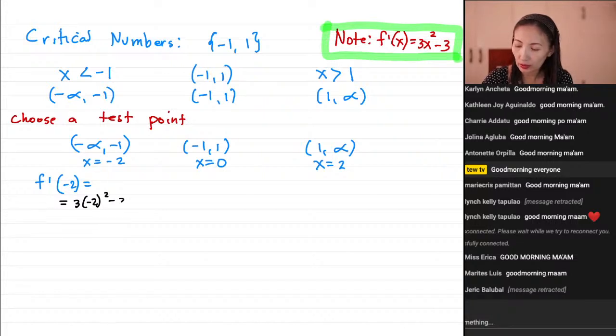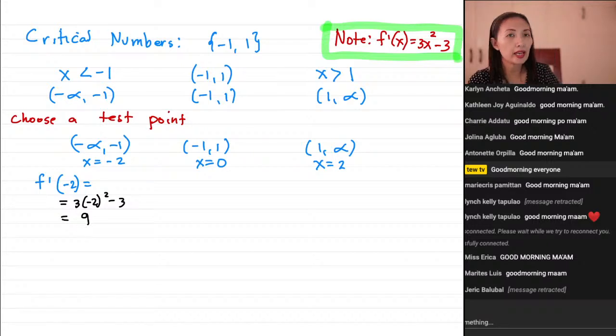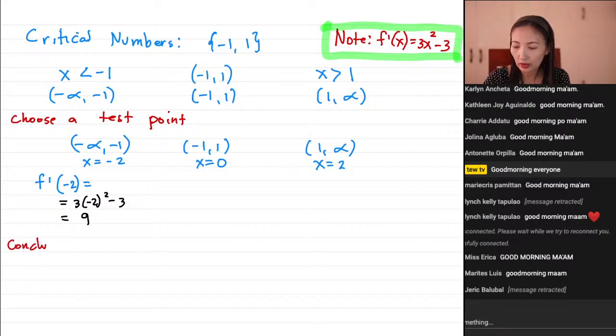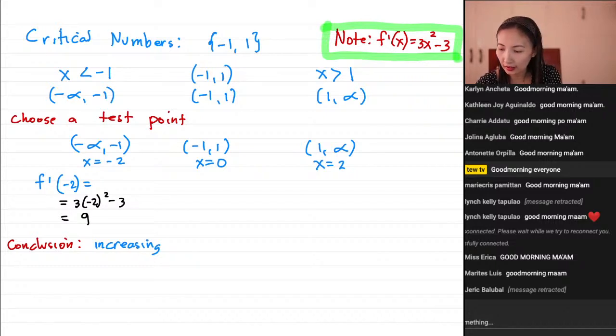And what is this equal to? 9. Yes? Okay. And what did we say? If f prime of x is greater than 0, it's positive. 9 is greater than 0, then what can you conclude? Okay, conclusion, it's increasing. So from -infinity to -1, the function is increasing.